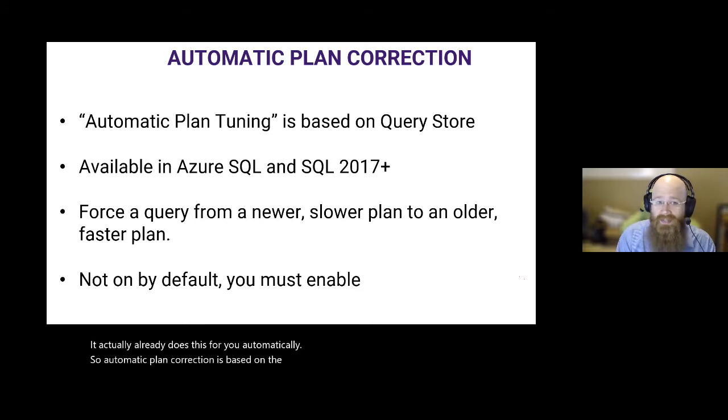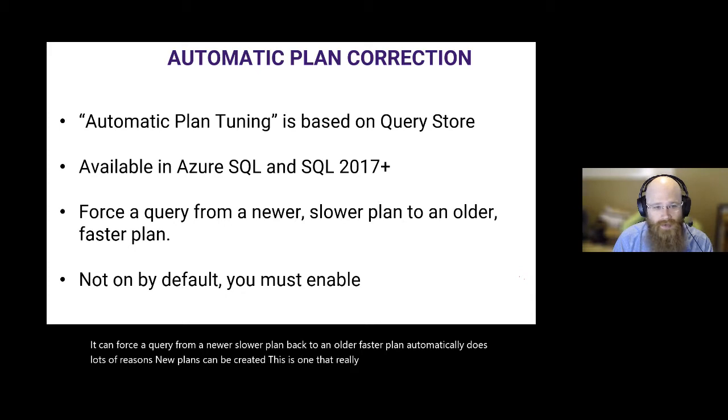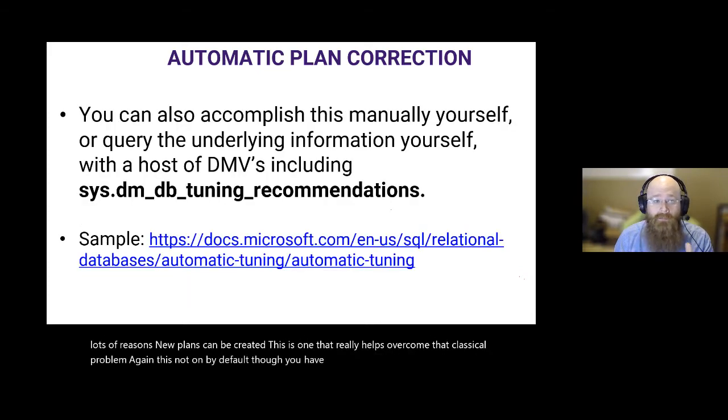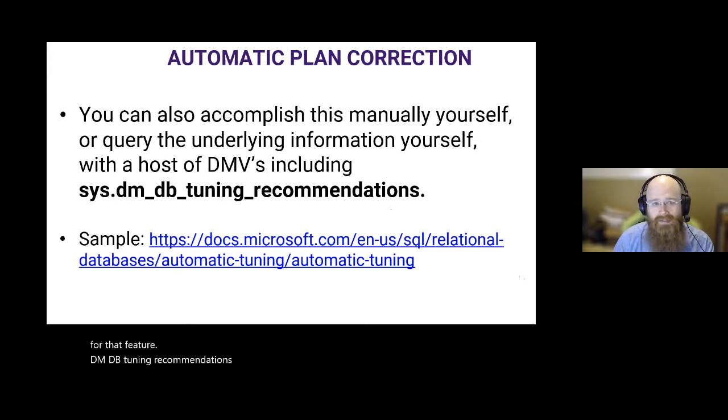It's available in SQL 2017. It can force a query from a newer, slower plan back to an older, faster plan automatically. There's lots of reasons new plans can be created, and this is one that really helps overcome that classical problem. Again, this is not on by default, though. You have to enable it. And you can accomplish the manual plan correction yourself by querying the underlying DMV for that feature, DM db tuning recommendations. And there's a sample right here.